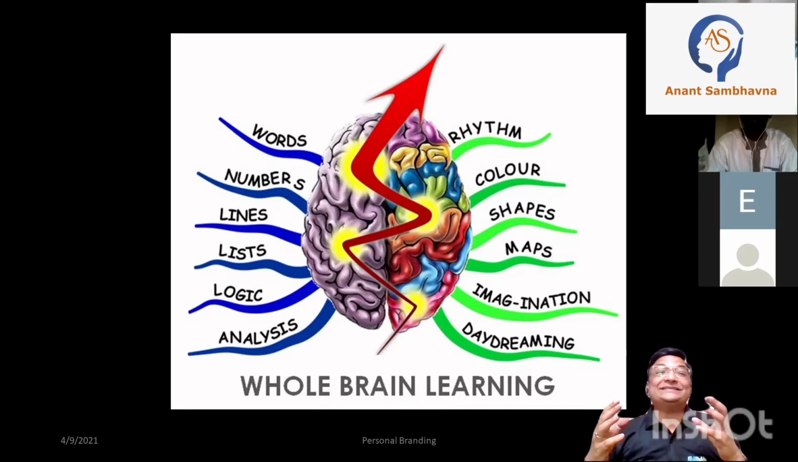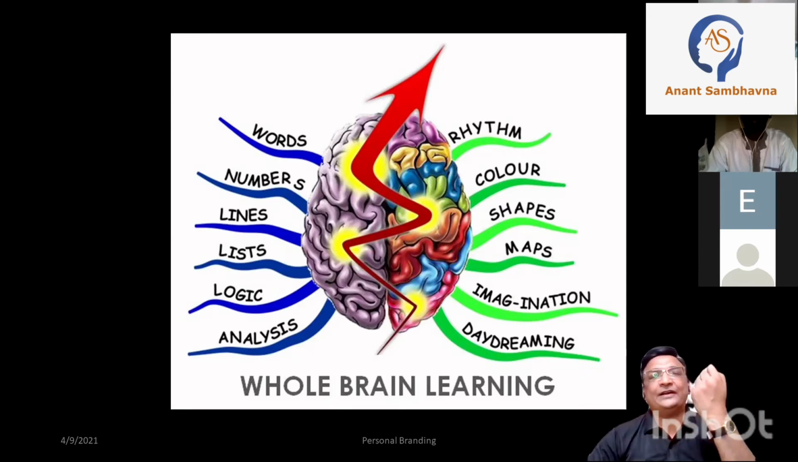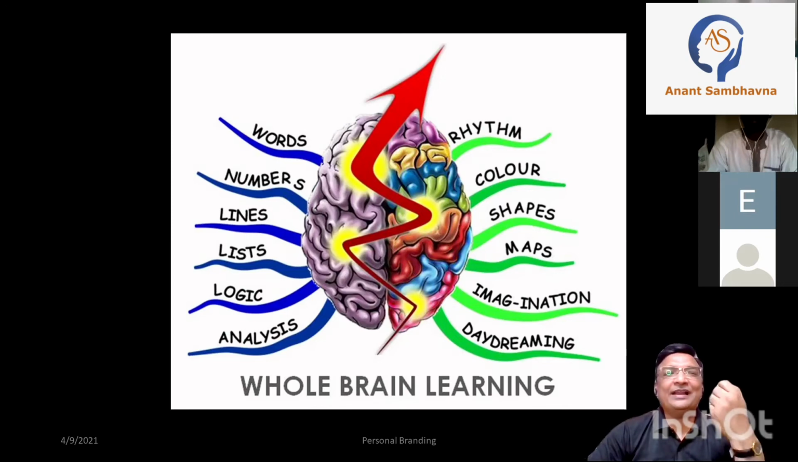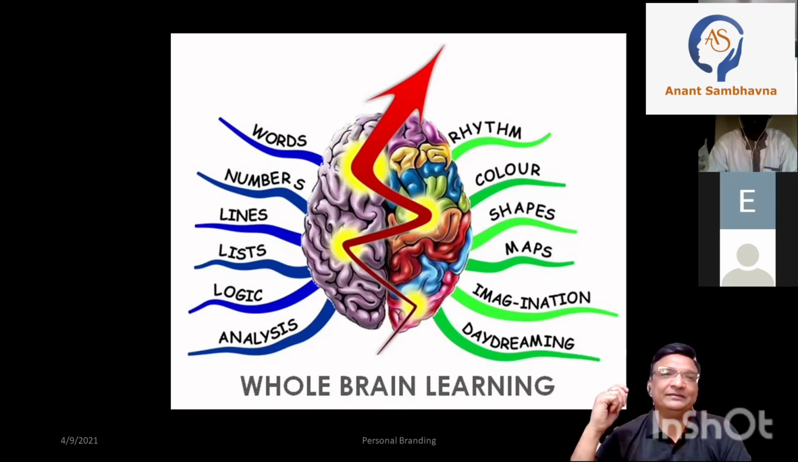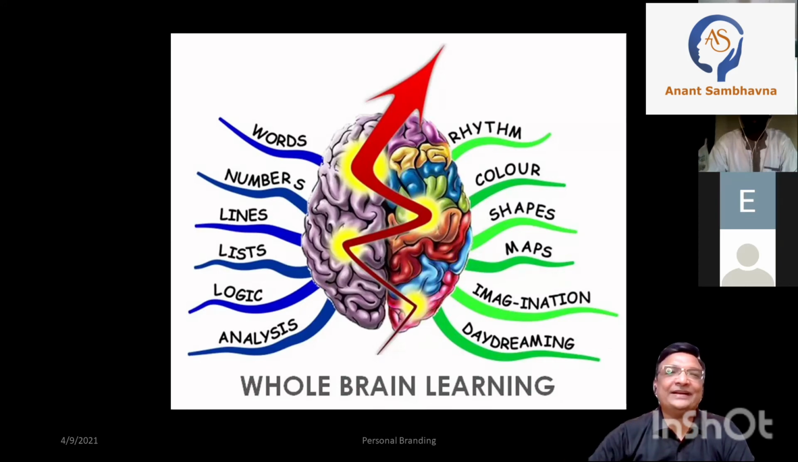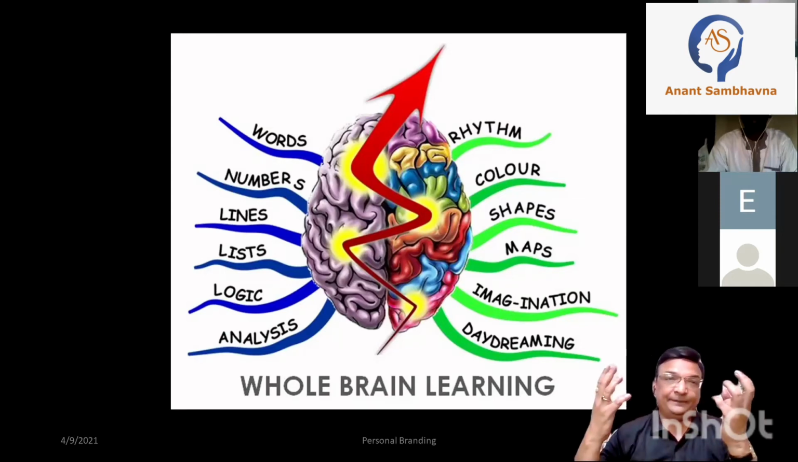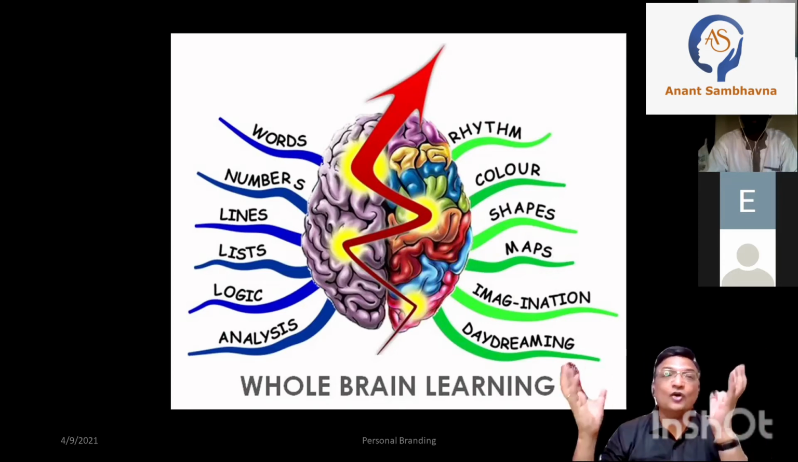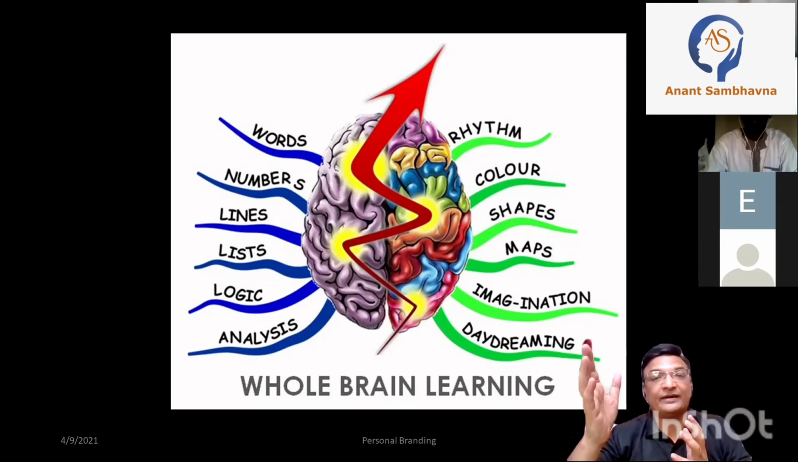For example, if you are right-handed, try to write with the left hand. And if you are left-handed, try to write with the right hand. If you are right-handed and you play badminton with the right hand, try to play with the left hand. The moment you start using your different side, your brain will start working, and you will learn how to coordinate both the brains, left brain and the right brain.